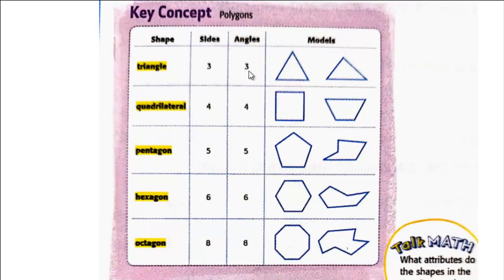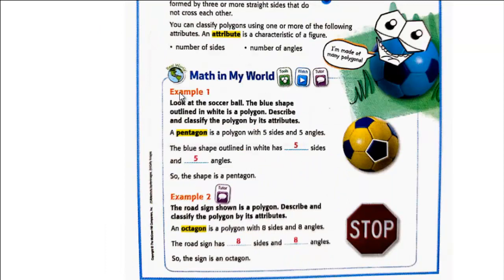Okay, so a triangle has 3 sides and 3 angles. A quadrilateral has 4 sides and 4 angles. A pentagon has 5 sides and 5 angles. A hexagon has 6 sides and 6 angles. An octagon has 8 sides and 8 angles. Here, let's take example number 1.